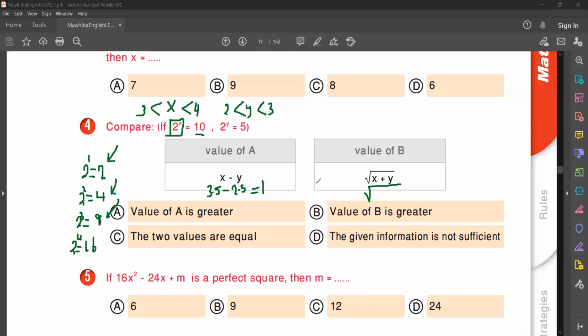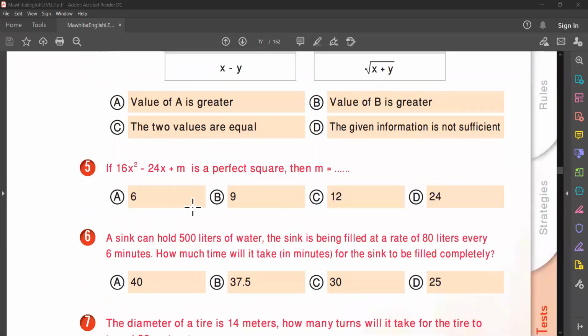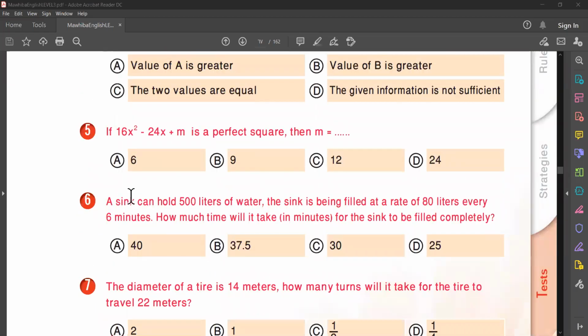Okay, now x plus y. What about it? 3.5 plus 2.5. So the same, it is 6. So the value of B is greater than the value of A. Okay, fine. It is fantastic. Now, number 5.